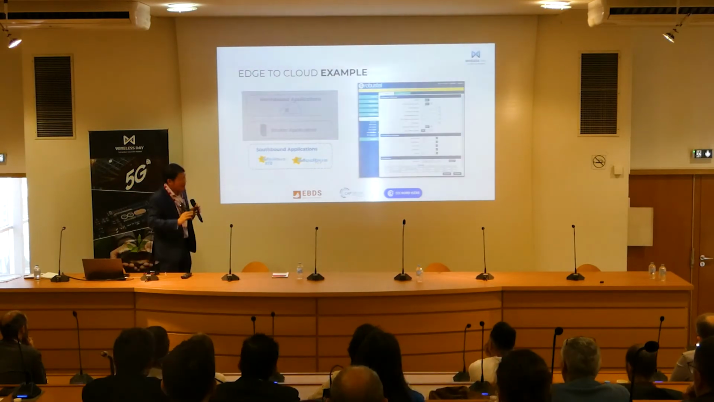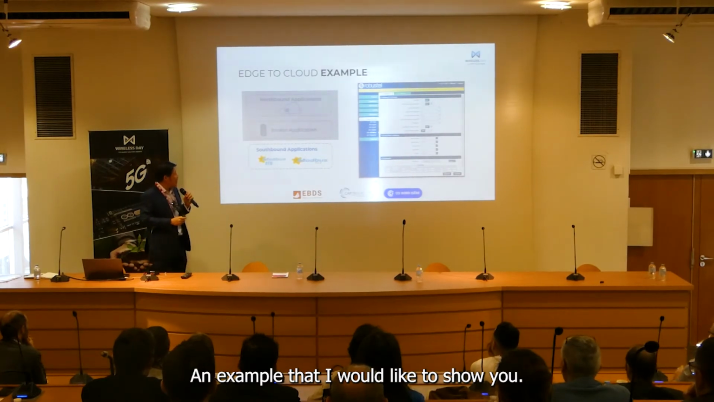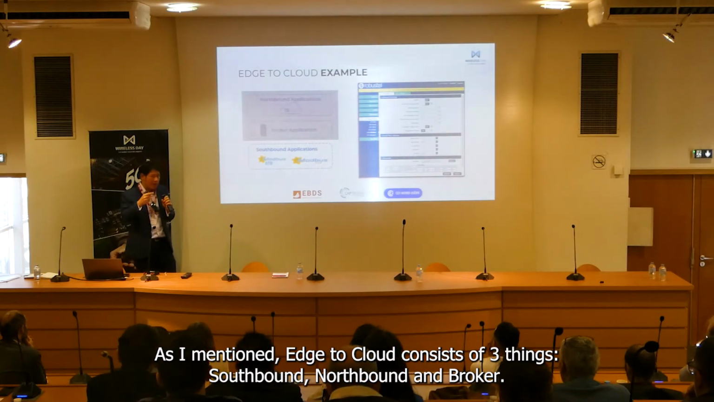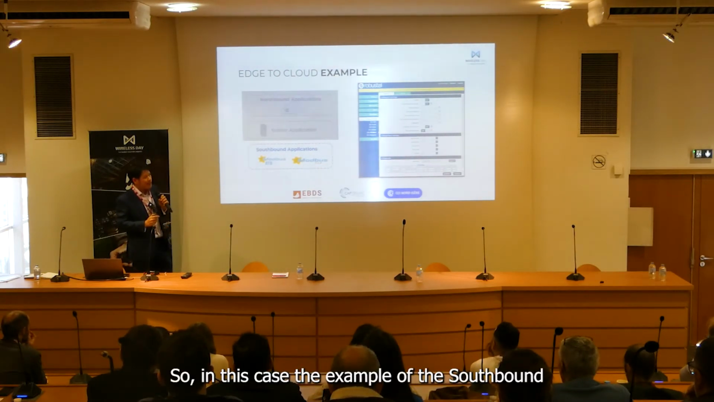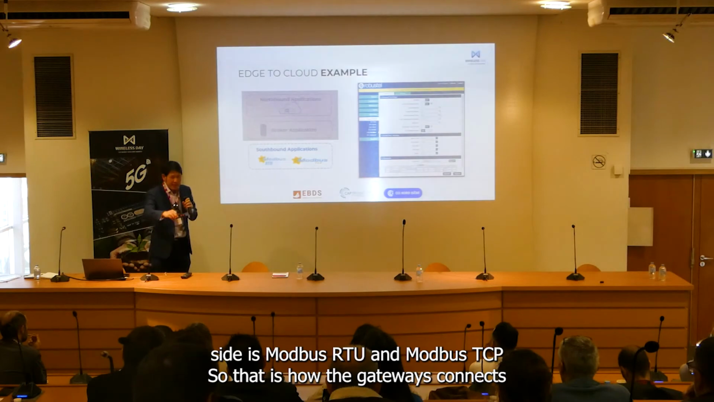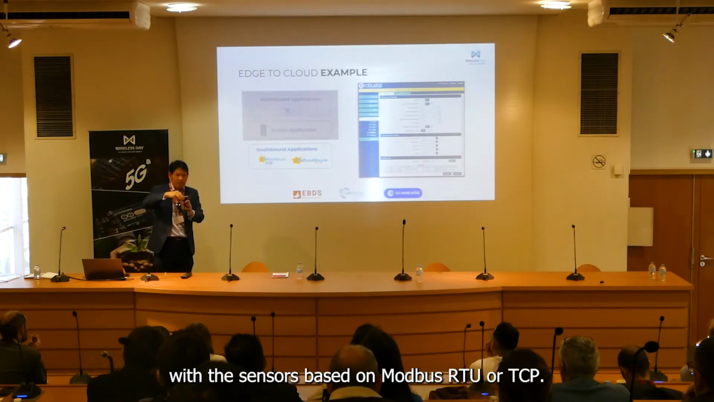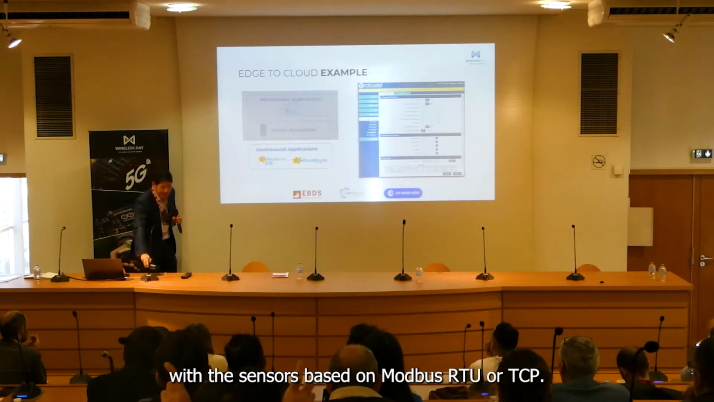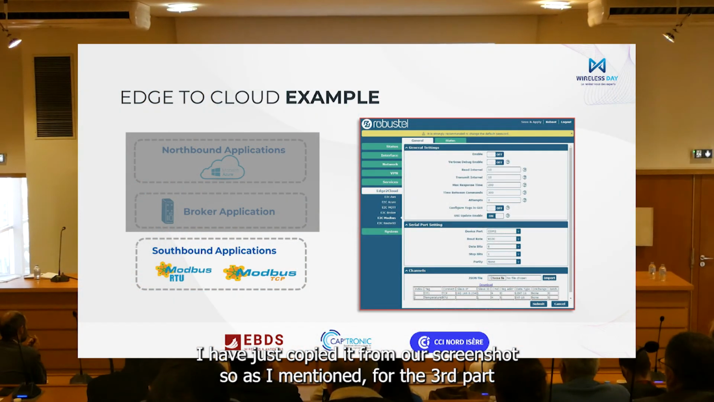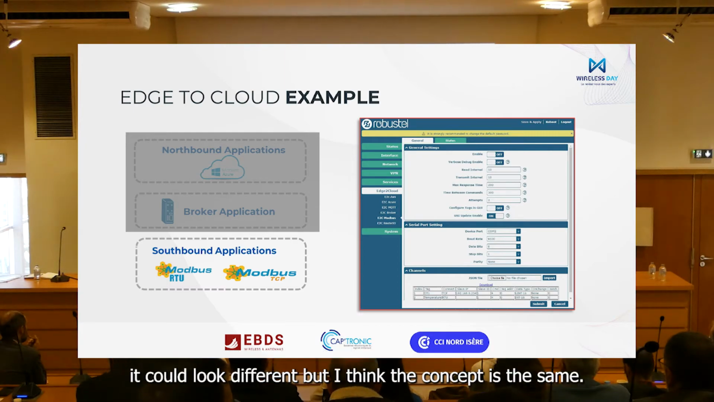Okay, examples that I would like to show you. As I mentioned, the edge to cloud consists of three things: southbound, northbound, and broker. In this case, the example on the southbound side is Modbus RTU and Modbus TCP. That means the gateway connects to the sensor based on Modbus RTU and TCP. I just copied this from our screenshot. However, as I mentioned, for third-party equipment it could look different, but I think the concept is the same.